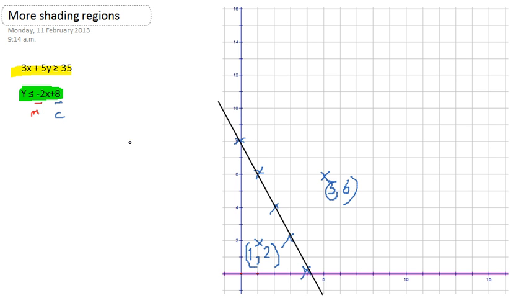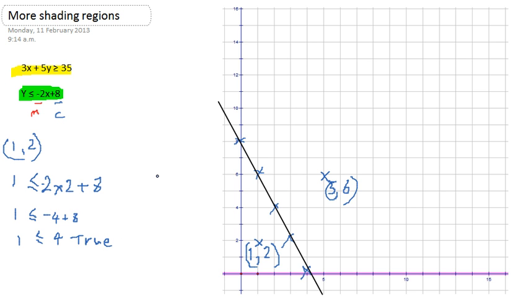Okay, now if I substitute those numbers into this equation, first off, I'm going to substitute (1, 2) in there. So I get 1 is less than or equal to 2 minus 2 lots of 2 plus 8, which is saying that 1 is less than or equal to minus 4 plus 8, which is 1 is less than or equal to 4. Now that is true.